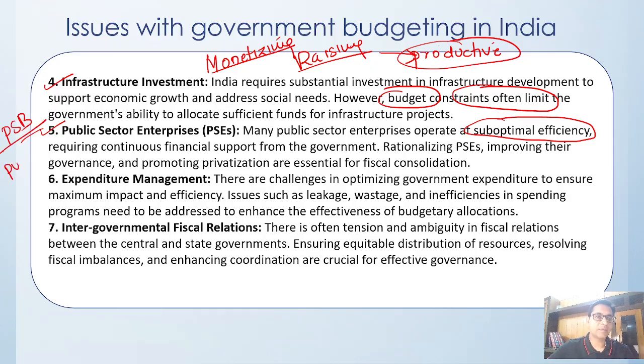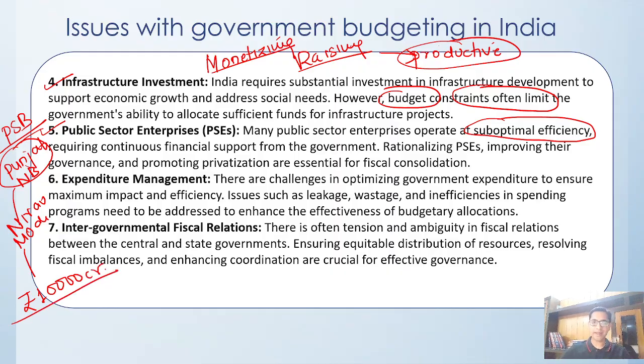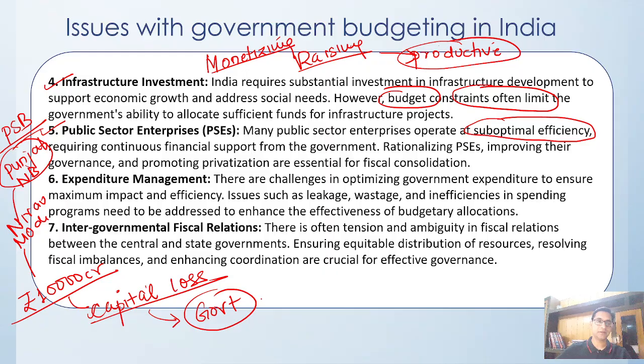Public sector banks, like Punjab National Bank. Nirav Modi took away how much? Rupees 10,000 crore loss he has caused to the Punjab National Bank. So because of that, capital loss has happened to Punjab National Bank. Since it is a public sector bank, government has to infuse money.